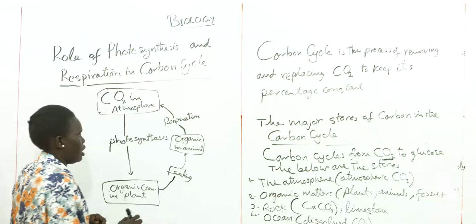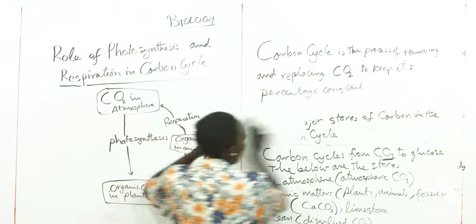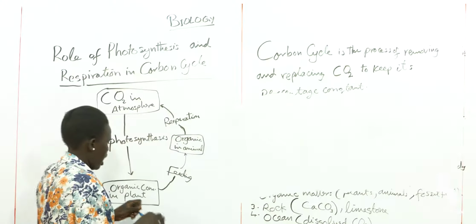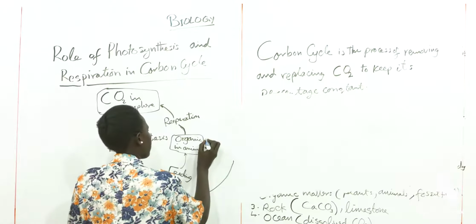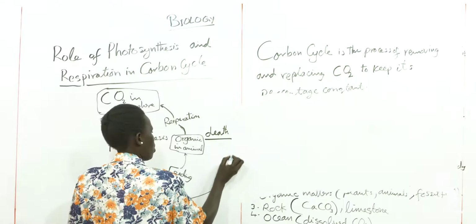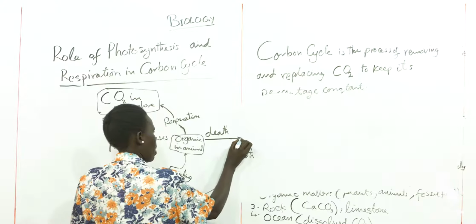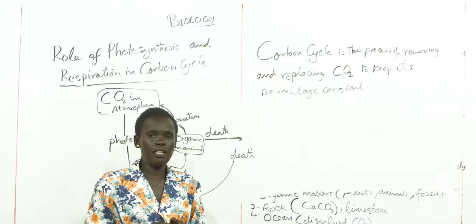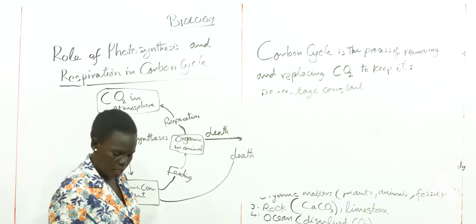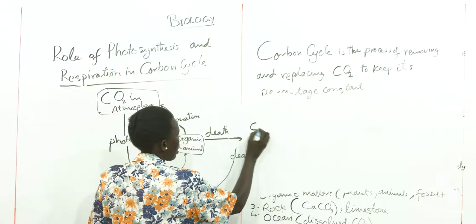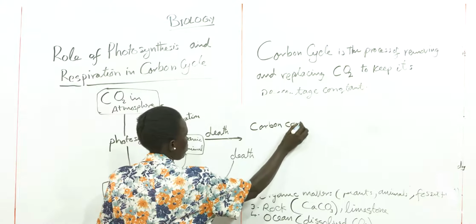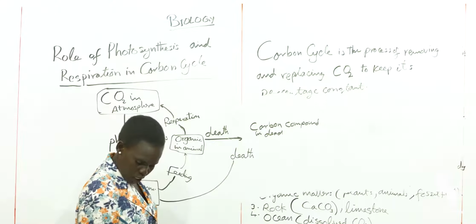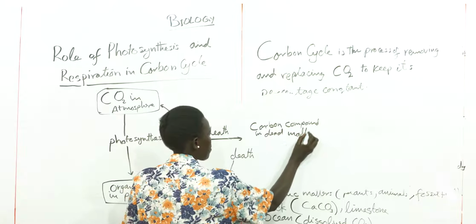And don't forget that both animals and plants die. When the plants and animals die, their bodies will be decomposed by the decomposers. So here we have carbon compound in dead matter, or dead organic matter.